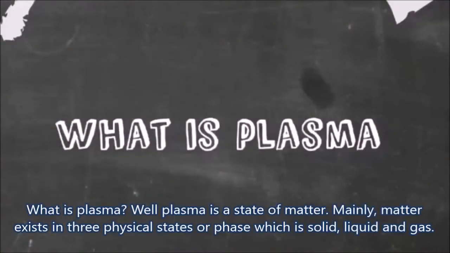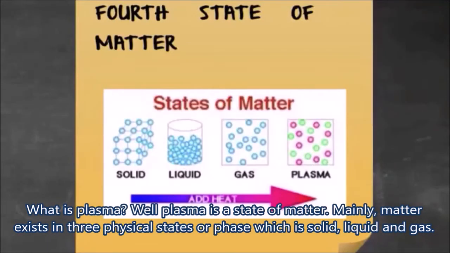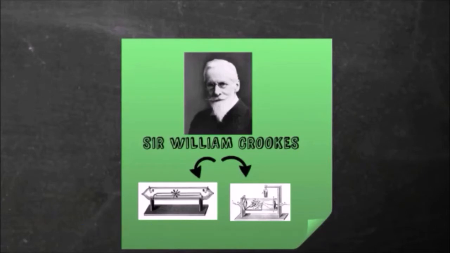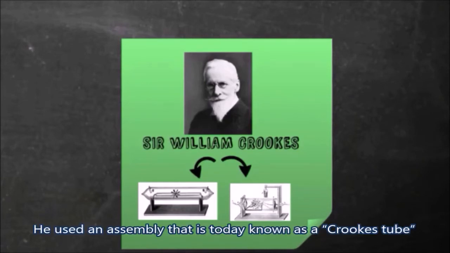What is plasma? Well, plasma is a state of matter. Mainly, matter exists in three physical states or phases, which are solid, liquid, and gas. Sir William Crookes discovered plasma in 1879. He used an assembly that is today known as a Crookes tube.